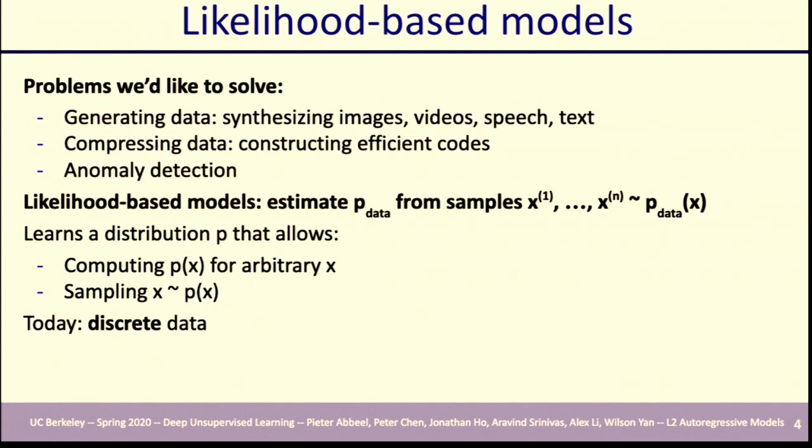So in likelihood-based models, we estimate the data distribution from some samples that come from the data distribution. In reality, there's a true data distribution that you don't have access to. You have some samples from it. And the hope is that you can somehow fit a distribution to those samples that is close to the underlying data distribution. What we want is a distribution P that allows us to compute the probability of another sample, whether it's an image, video, speech, and so forth. You want to be able to compute the probability.